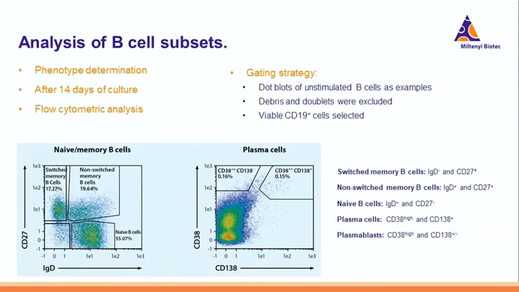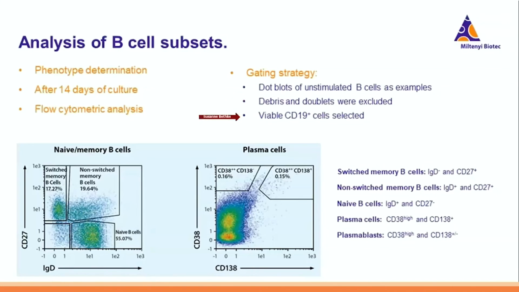And then, of course, I told you that the distribution of all the subsets is the same as the original fraction, so that we preserve the subsets. Here I just wanted to show you how we actually analyzed this. We cultured the B cells for 14 days, as I described before, and did the flow analysis afterwards on the cells. We first gated the dot plots on unstimulated B cells. This is really just the example of how the unstimulated B cells look. We excluded debris and doublets, and gated on viable CD19 cells.